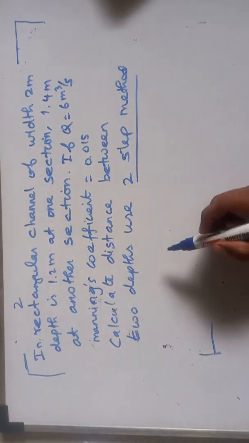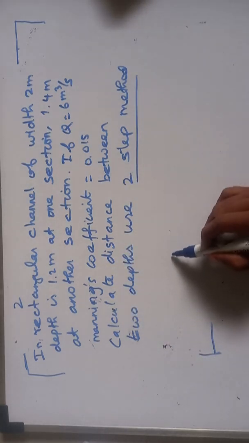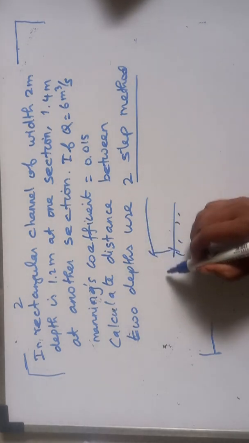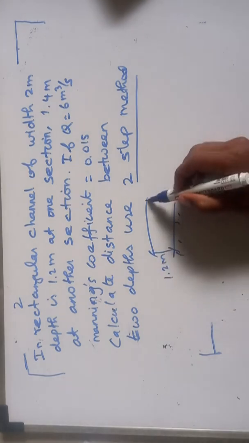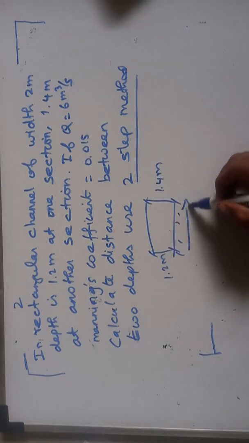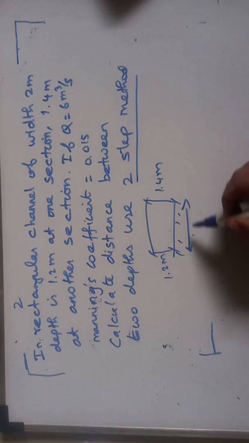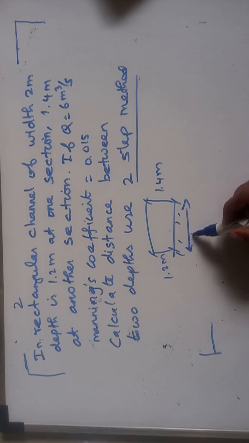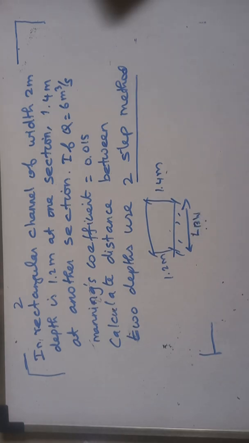What they gave in the question is, at one section depth is 1.2 meter, at another section depth is 1.4 meter. They are asking the distance between these two depths. What is this value? This is the length of backwater. They are asking this length of backwater. How am I going to calculate this length of backwater? That is very simple.